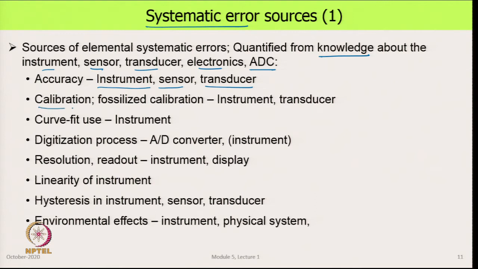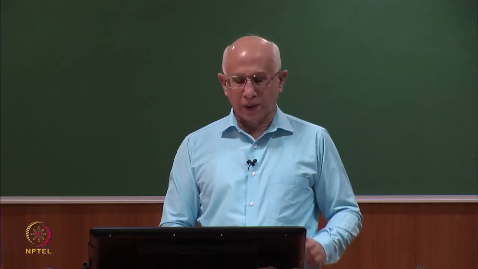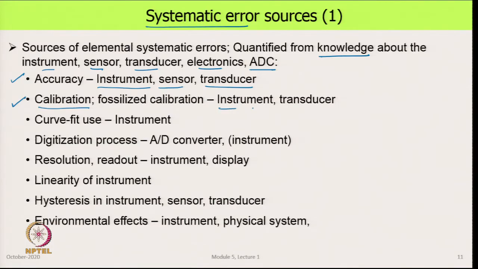Then we have issues of calibration. That means we see that for the same signal what our instrument has given, and for that same input what does a calibration instrument or a standard instrument give us, and then we make a correlation between those two. So, this we have to do for instruments and for transducers. And then we have the issue of fossilized calibration, where we are using some old calibration or calibration based on some other technique that has gone out because of time, and that could also be a cause of systematic error.